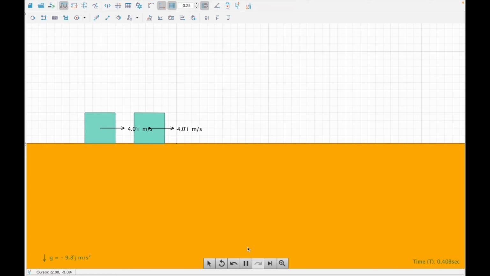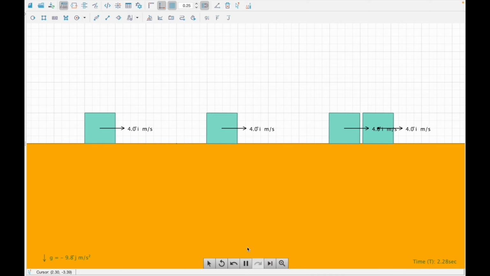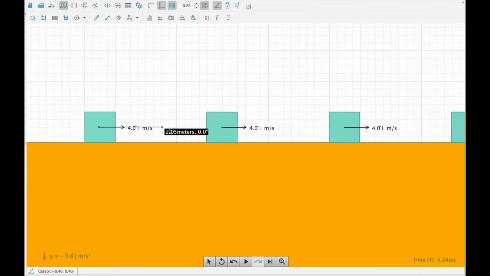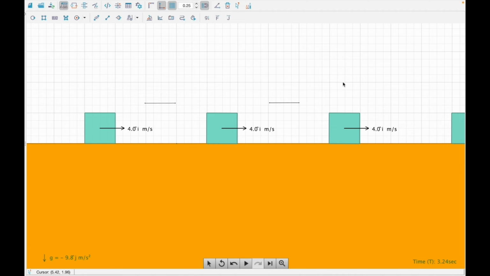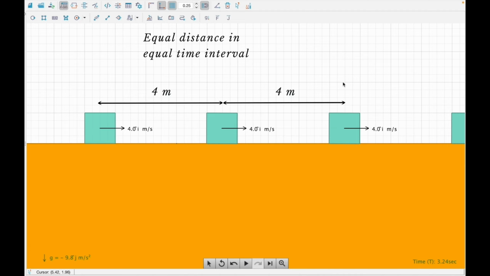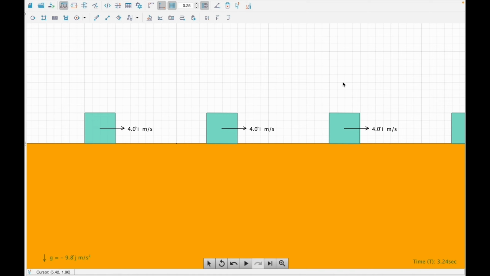Hit the play button, and notice that the block is leaving behind a trace of its images at a regular interval of 1 second. Here these images seem to be equidistant from each other, and obviously this distance is 4 meters since we gave the velocity of 4 meters per second. And that is why motions where objects cover equal displacement in equal time intervals, that is, their velocity, not speed, is constant, are called uniform motion.